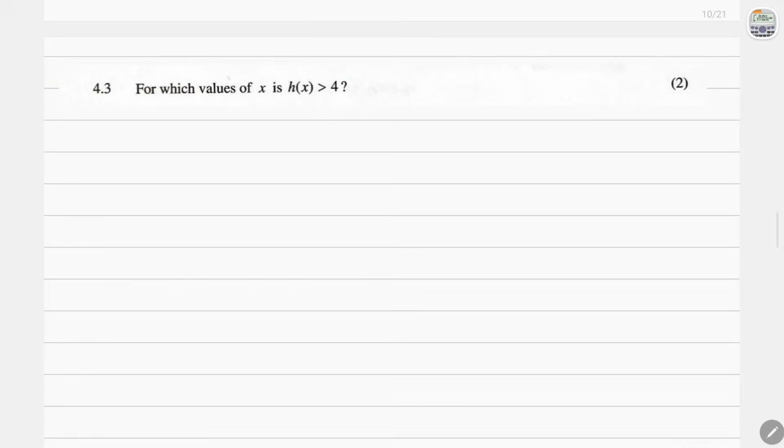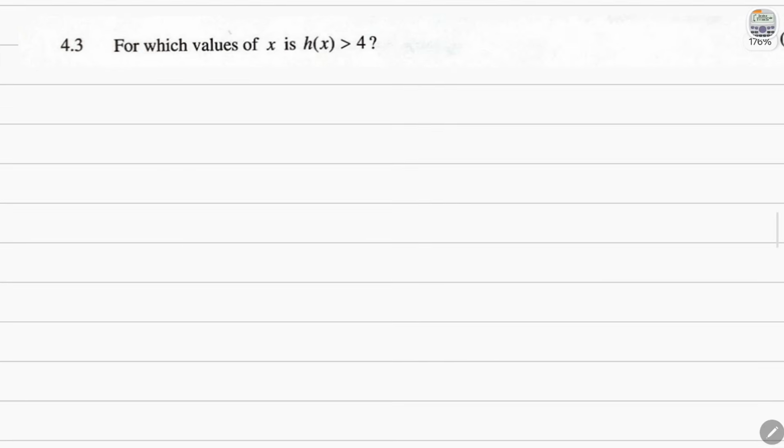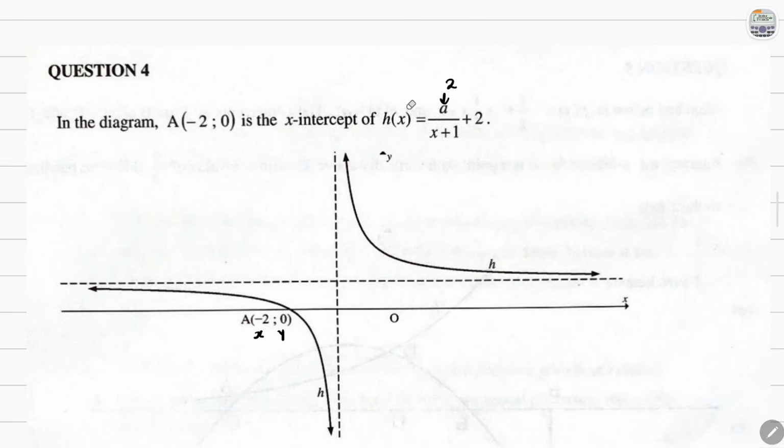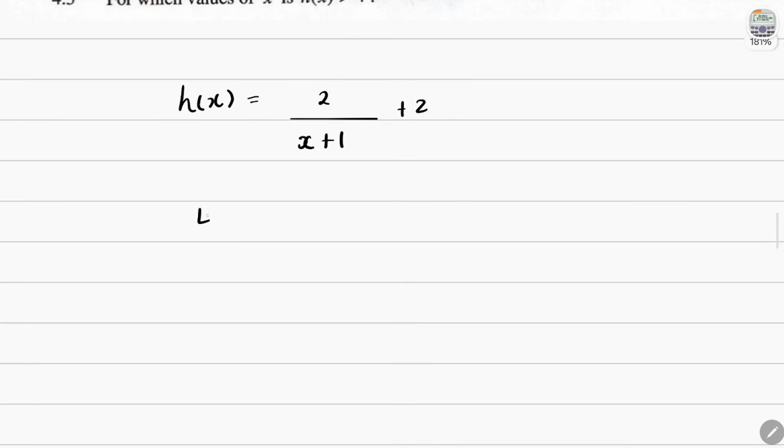Question 4.3 says, for which values of x is h of x greater than 4? So we have a hyperbola. In order to find out where h of x is greater than 4, we need to find out where exactly 4 is on the y-axis. So let's go ahead and substitute 4 in place of y here, and let's just find that. So in place of y, we substitute 4, and this is equal to 2 over x plus 1 plus 2.